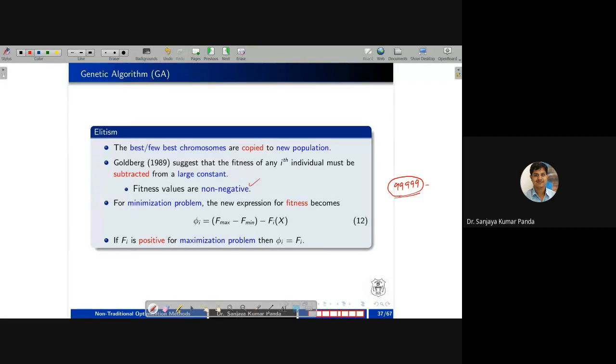And if there is a minimization problem, you can use fmax minus fmin minus f of x, right? This is the fitness value, and you have to choose the maximum value and the minimum value. If you subtract it, you will get the value of phi i. And if fi is positive for a maximization problem, then phi i can be equal to fi. So this is another method. Let us see one example for it.